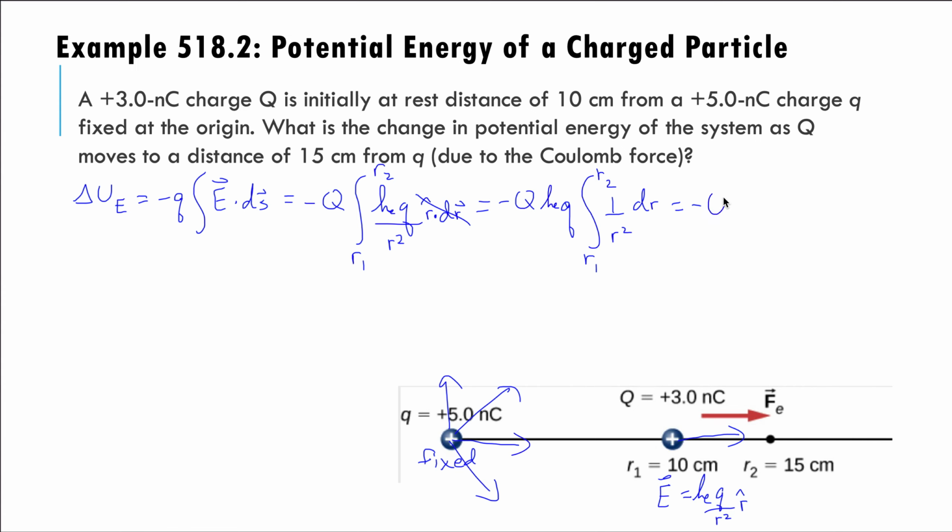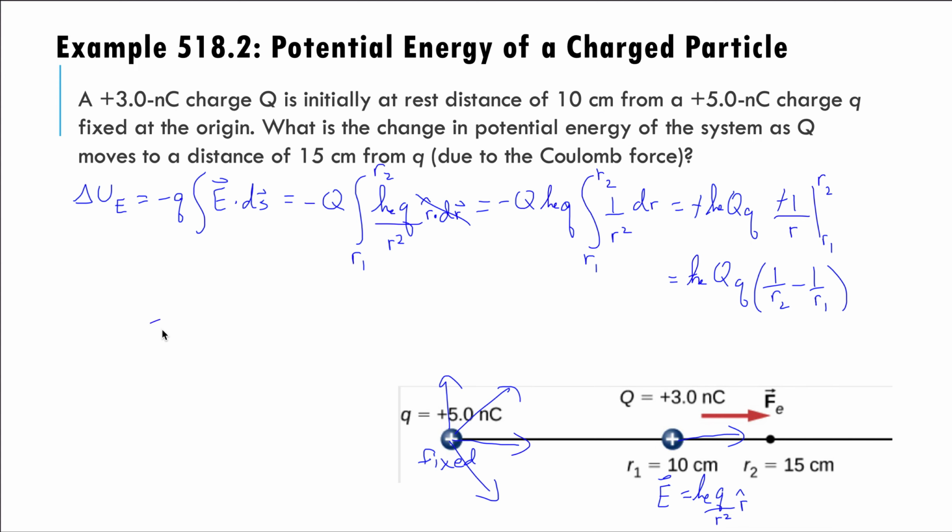Just wrote an extra step here. Let's put the k_e first. k_e, Q, q. And then the integral is going to give us negative 1 over r. So we're going to integrate that from r1 to r2. So that's going to give us, we can go ahead and cancel out the negatives here. So that's going to give us positive k_e Q q, and it's going to give us 1 over r2 minus 1 over r1.